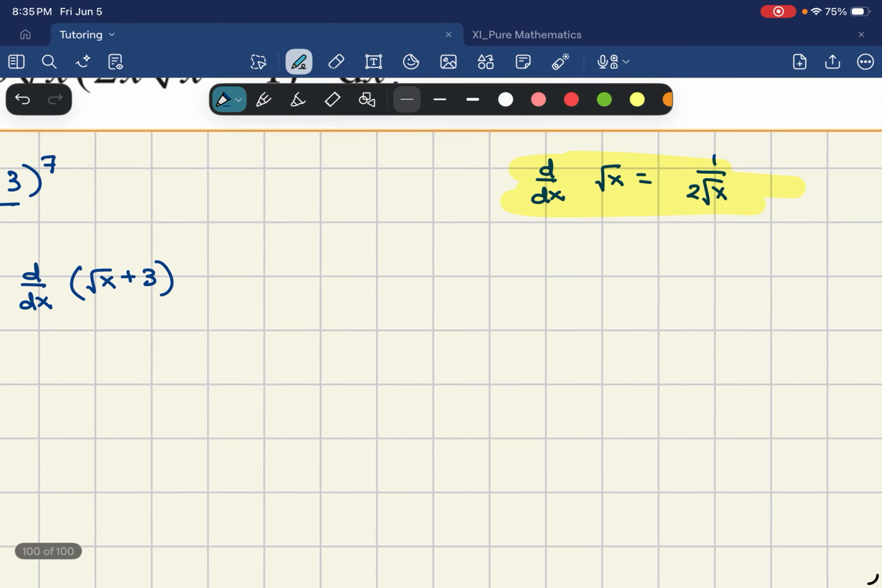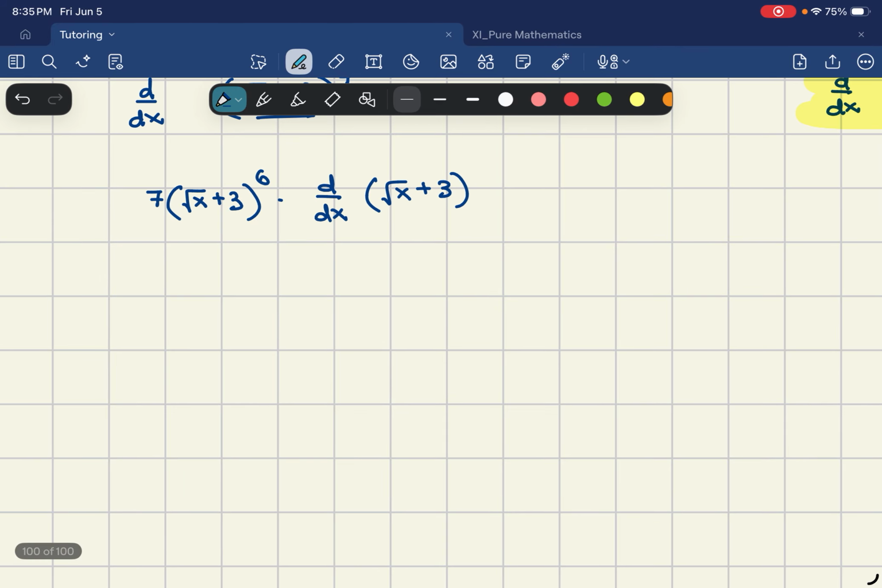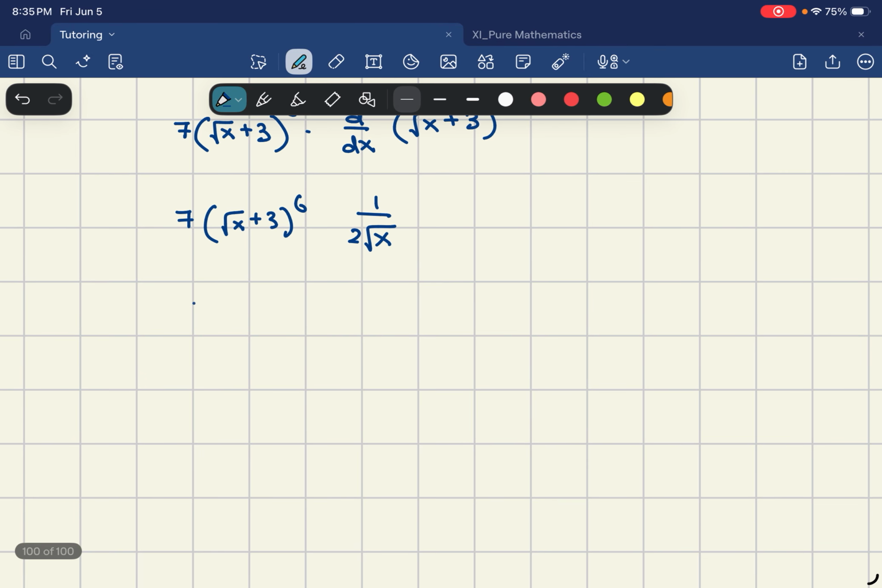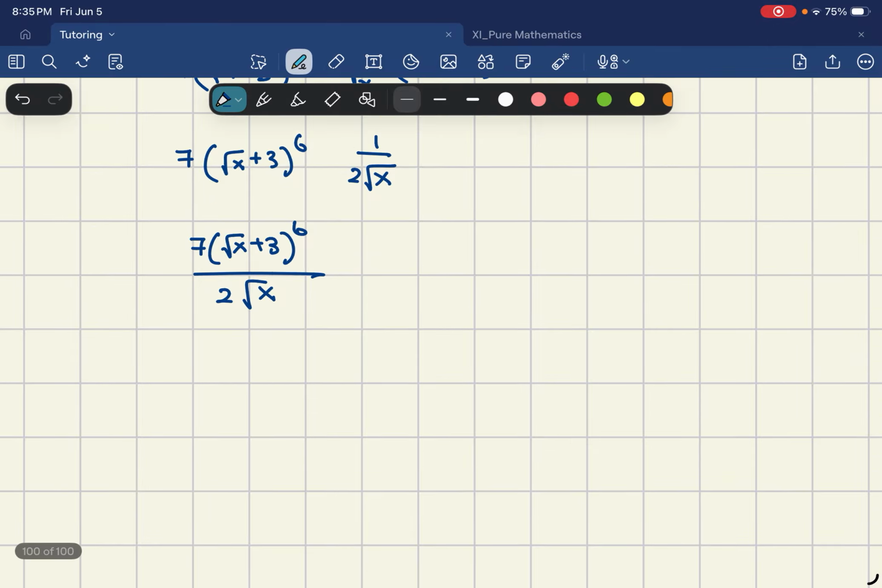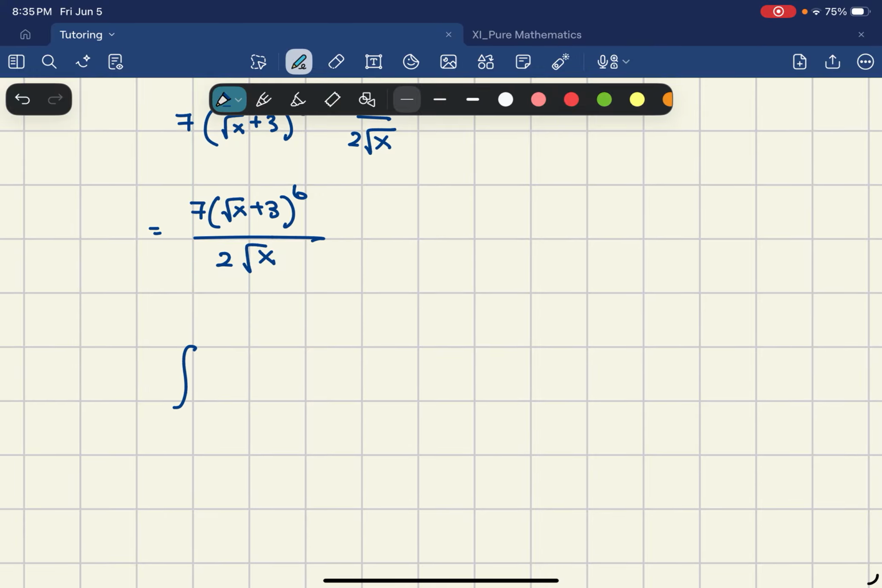And the derivative of square root of x, we can use this formula. So you get 7 times (square root of x plus 3) to the power 6, and then when you differentiate this, you're going to get this. And writing everything together, you get this. So this is the answer if you differentiate.